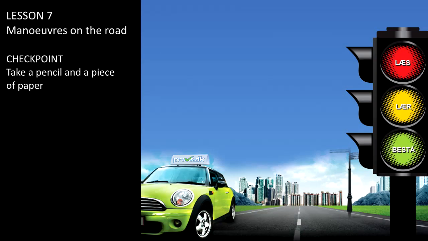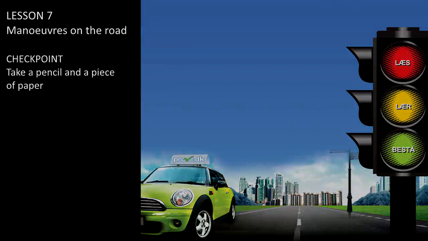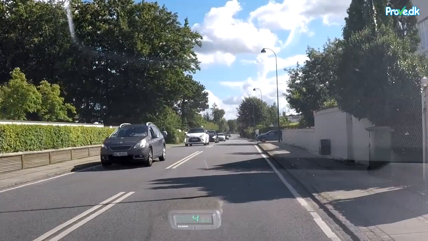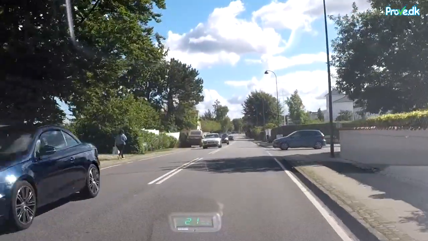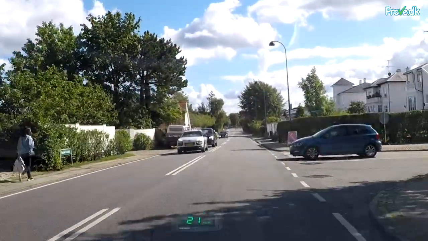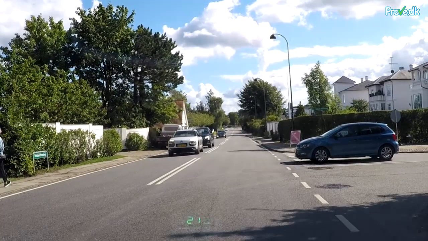Checkpoint. Take a pencil and a piece of paper. You want to continue straight ahead. The oncoming vehicle wants to turn to the left. The dark blue car on your right side wants to turn left as well. Who should drive first?